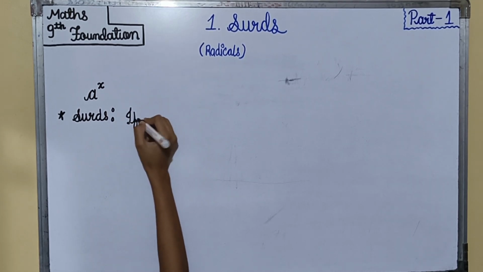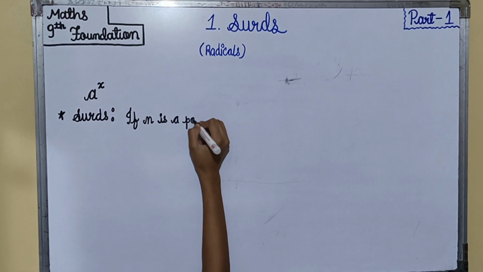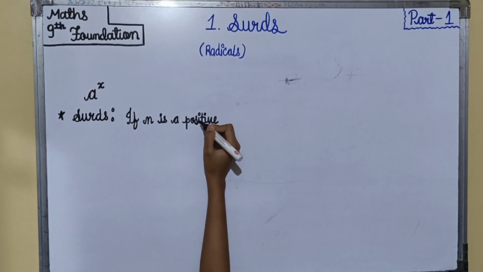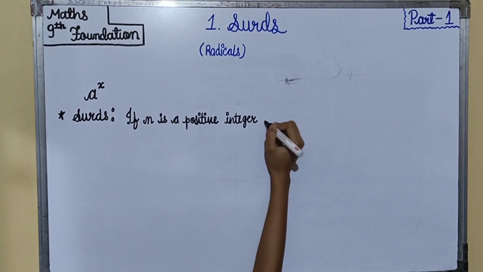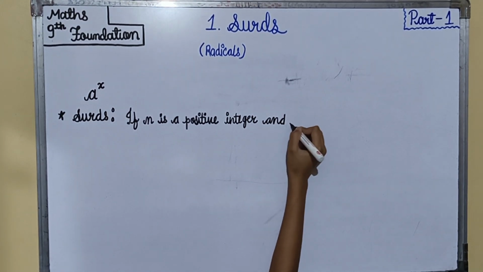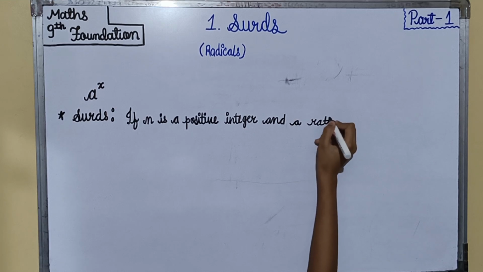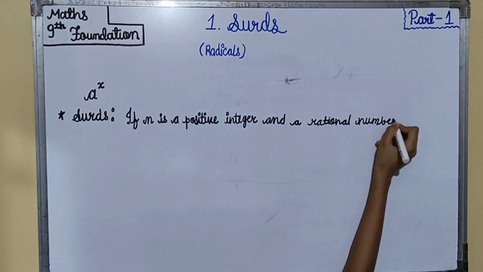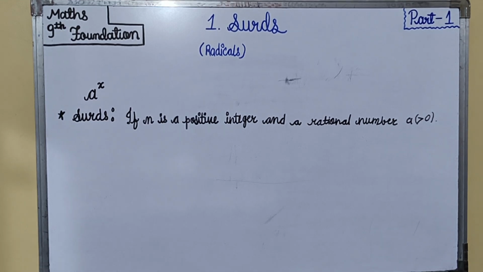If n is a positive integer and a rational number a is greater than 0 and a is not the nth power of any rational number.